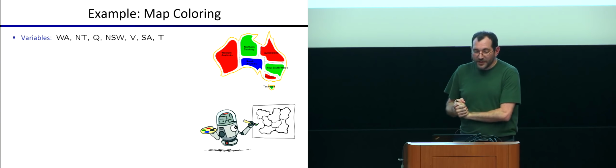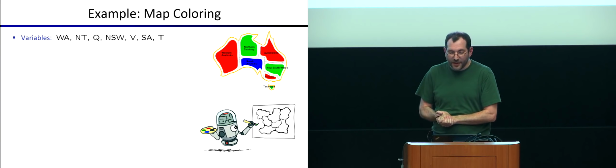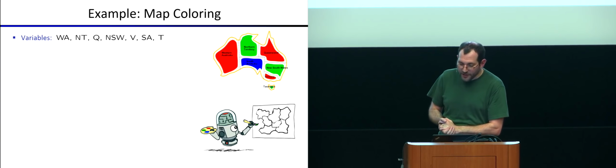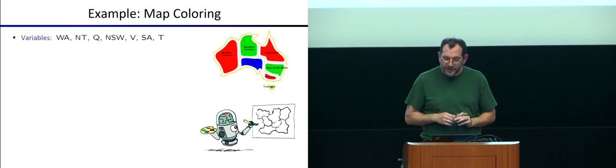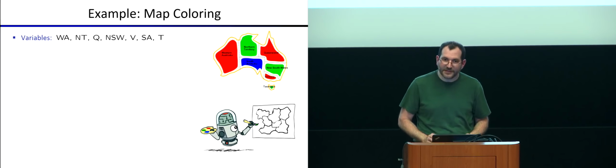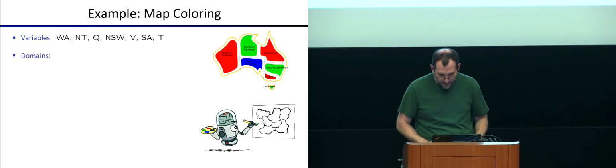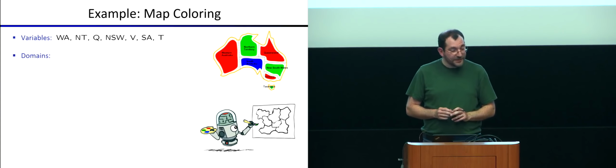Okay, so Western Australia, that's a variable. The Northern Territory in the north, South Australia in the south, Queensland, New South Wales, and Victoria in the east, and Tasmania is a sort of disconnected island. You can color it whatever you want because it's disconnected from the rest. That's actually going to be really important later. So they're the variables. They're going to have domains.